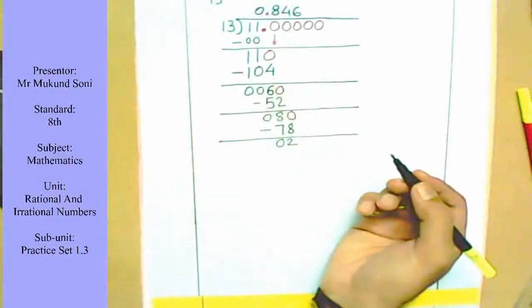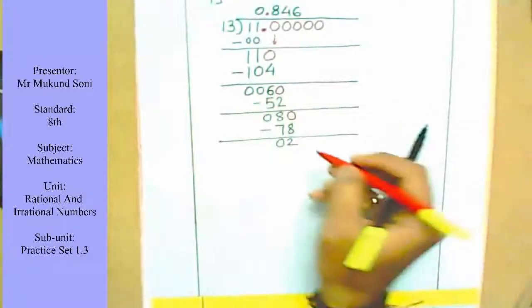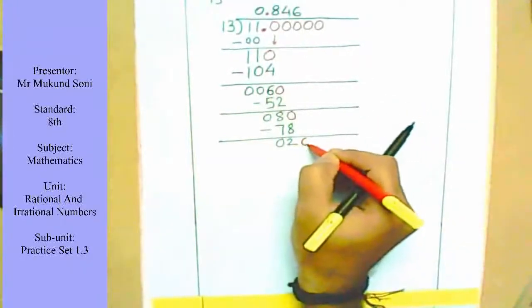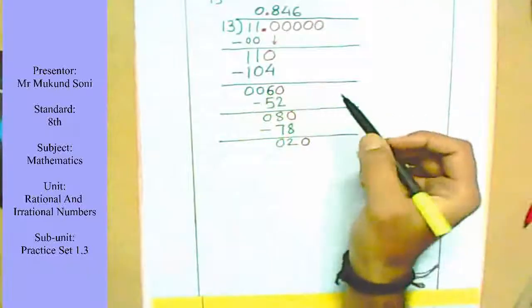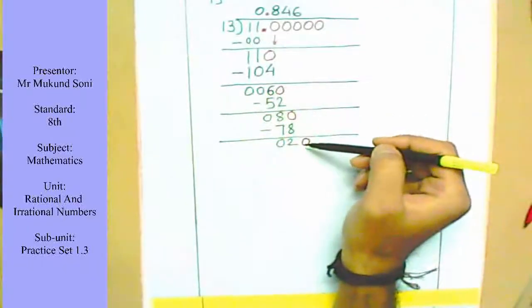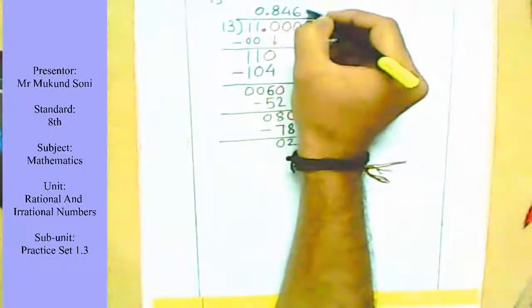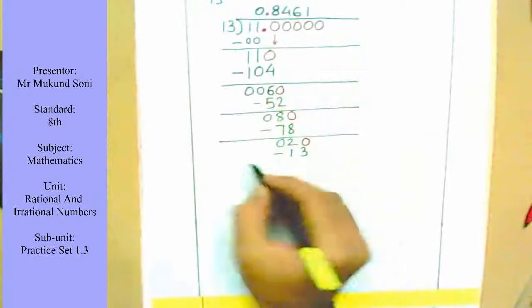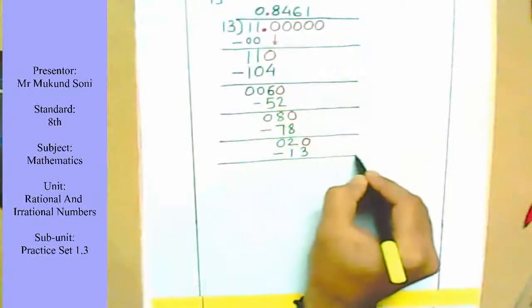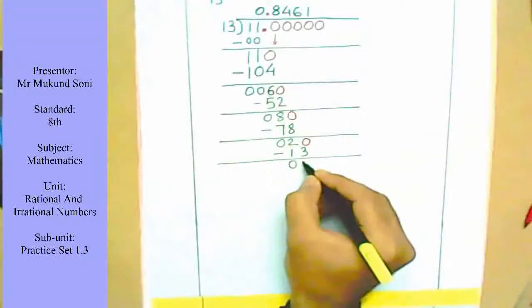How long should we keep doing it? Unless and until we get 0 or we find the same remainder again, at least 2 times. So check it out. I took the fourth zero down. 13 1s are 13. Subtraction, and your answer is 7.